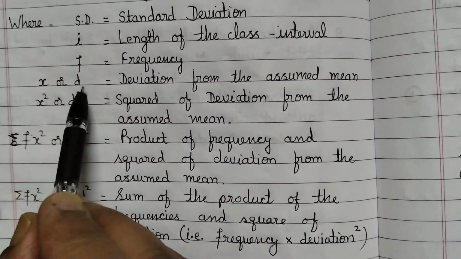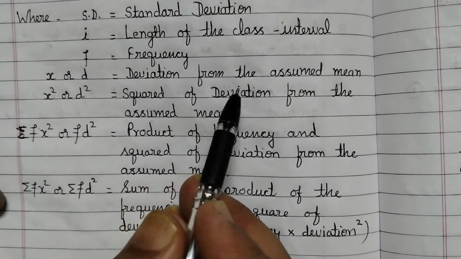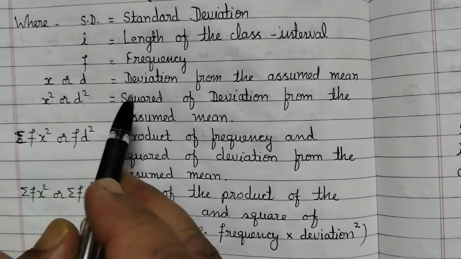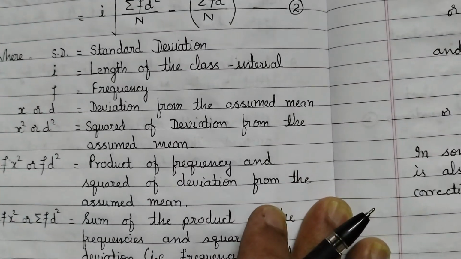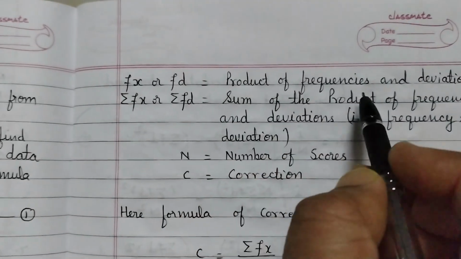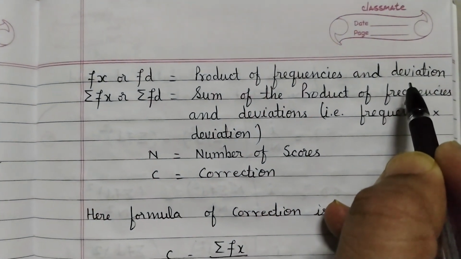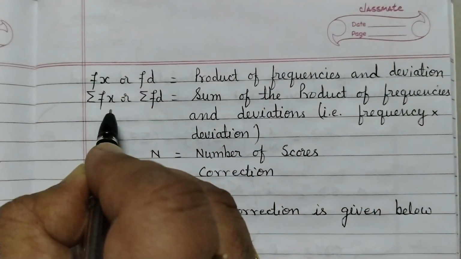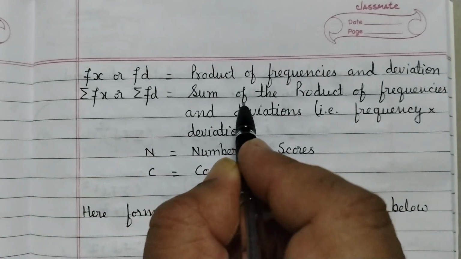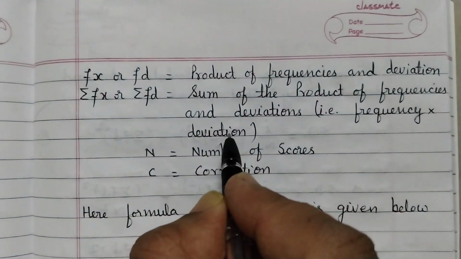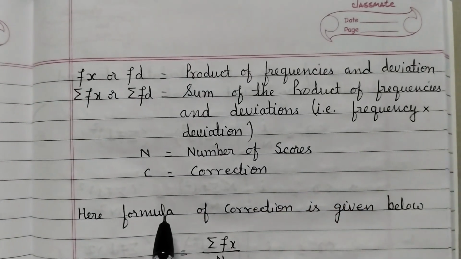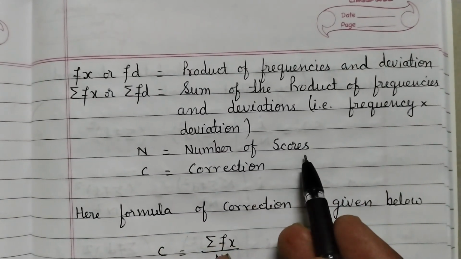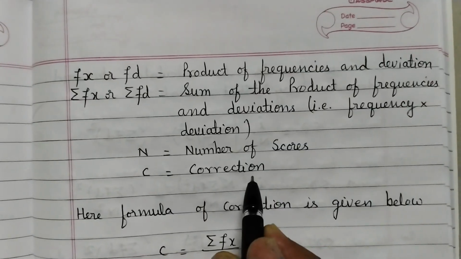Here I have used x or d. In some books x is used for deviation and in some books d is used, so whether we use x or d, both are the same. fx or fd is equal to the product of frequencies and deviation. Summation fx or summation fd means the sum of the product of frequencies and deviation. n is equal to the number of scores and c stands for correction.